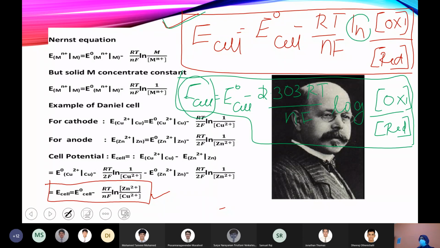This can be further simplified. If you're working at normal temperature T, R is already a constant and F is already a constant, so if you apply all the values of the constants, you can get a much more simplified version of the Nernst equation. This is the basic thing, and this you have to learn. The one in green will be more useful because that's what you need in log.